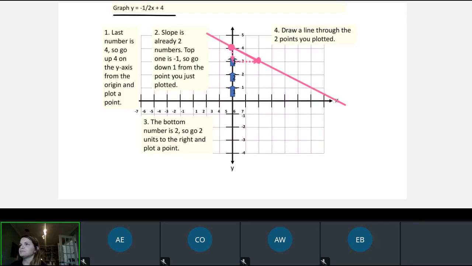For this problem, we have y equals -1/2 x plus 4. All right, so let's go ahead and figure out what is our slope. Slope is the number in front of x. So it's going to be -1. Oh, that was 1/2. Sorry, -1/2. And our y-intercept is 4.